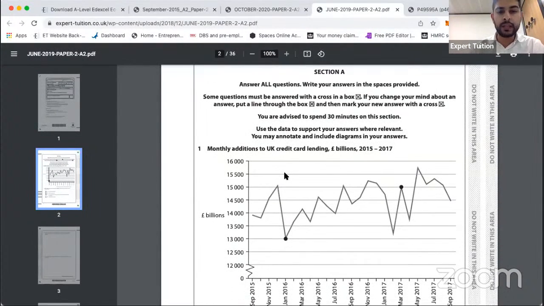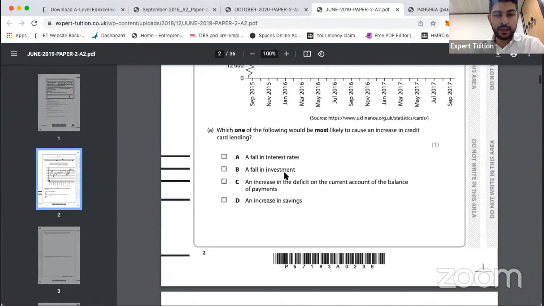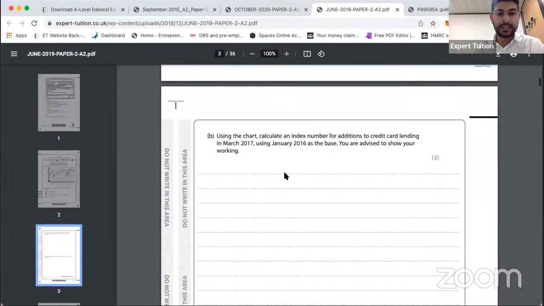It's got monthly additions to UK credit card lending in billions of pounds, 2015 to 2017. And then in the second question over here, it says, using the chart, calculate an index number for additions to credit card lending in March 2017 using January 2016 as the base. You are advised to show your working, obviously show your working.